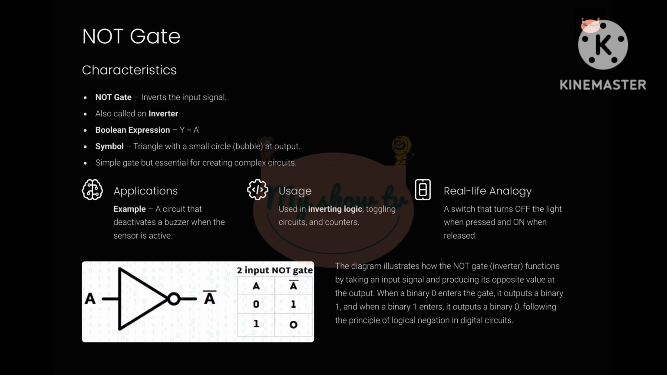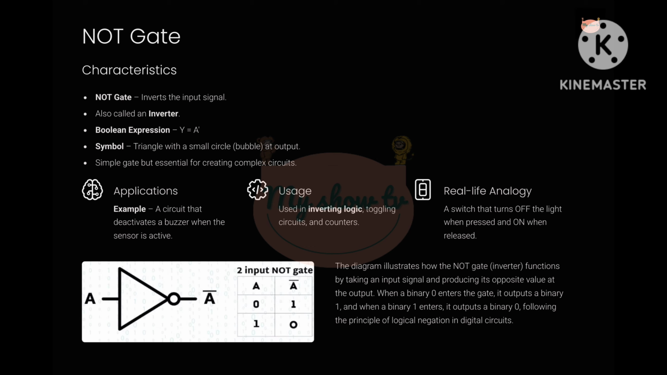Slide 4. NOT gate. The NOT gate is the simplest logic gate. It only has one input and one output. It inverts the input, output is high if input is low, and vice versa. 1. Symbol, triangle with a small circle, representing inversion.